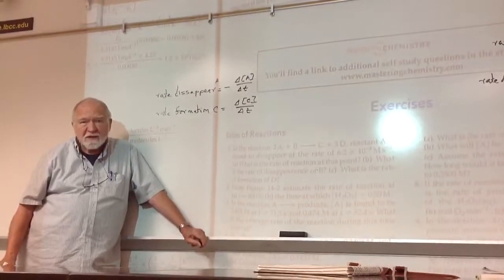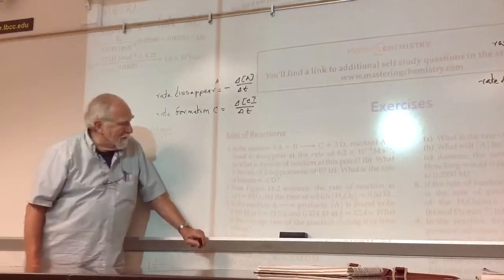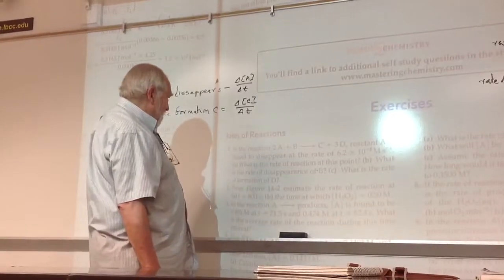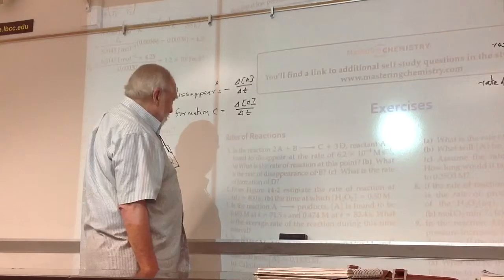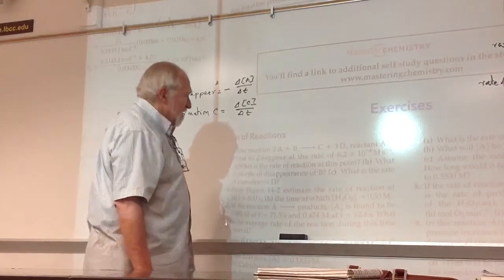So that's just the answer? Well, I didn't finish the answer. What does it say? A is found to disappear at the rate of 6.2 times 10 to the minus 4. What is the rate of reaction at this point?